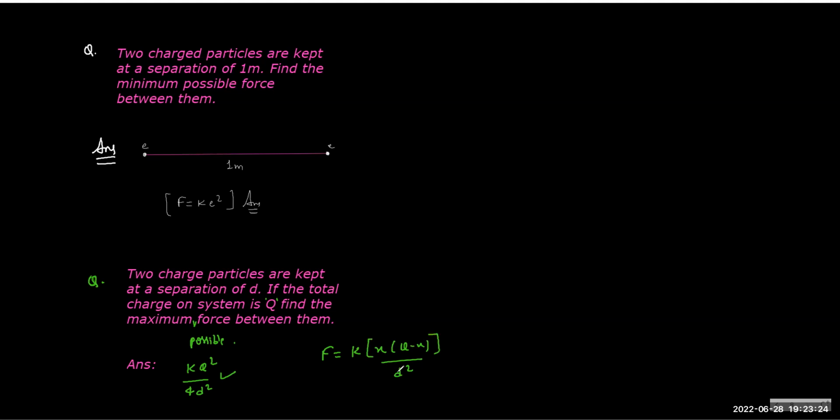And this is a simple function of X. When the function is maximum, then X is Q by 2. So for F max, you can differentiate and equate to 0, and this will give you X equals Q by 2. That is a known answer in maxima and minima, which we solved in mathematics in the very beginning. So when the charges are equally distributed, the force will be maximum. That's it. So let's do the next problem.